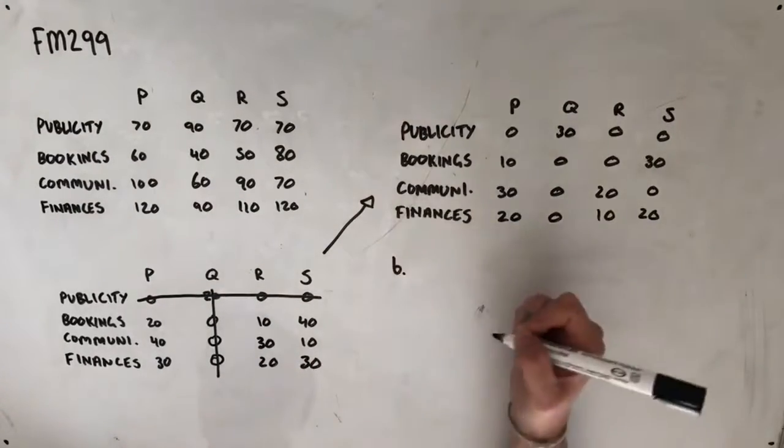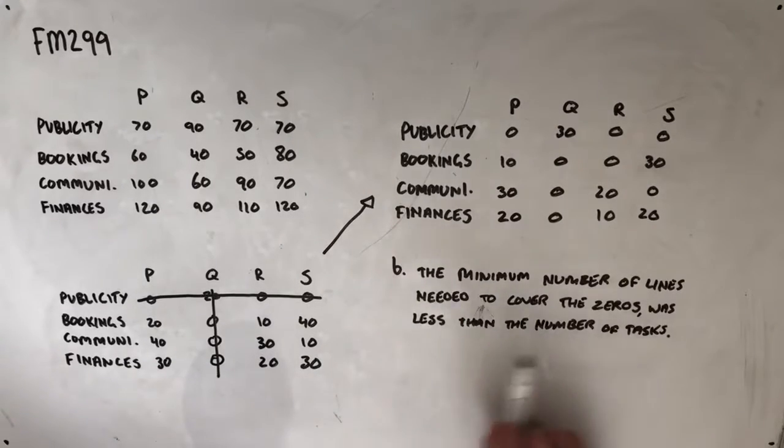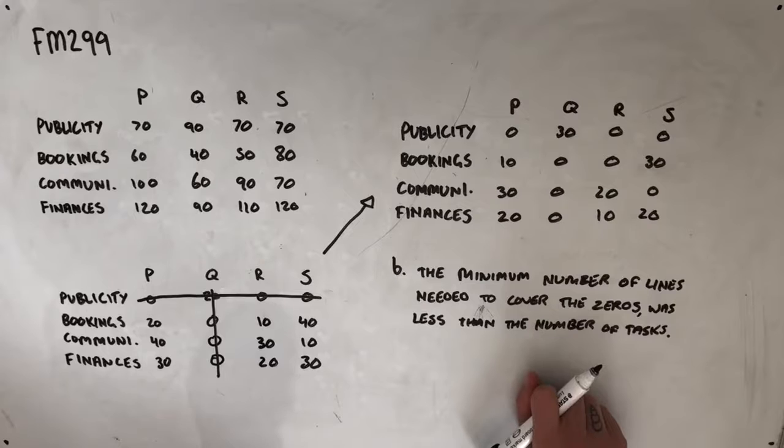So question B, to answer that, we can say that the minimum number of lines needed to cover the zeros was less than the number of tasks. So just something that's explaining that you understand the line test and what that's all about.